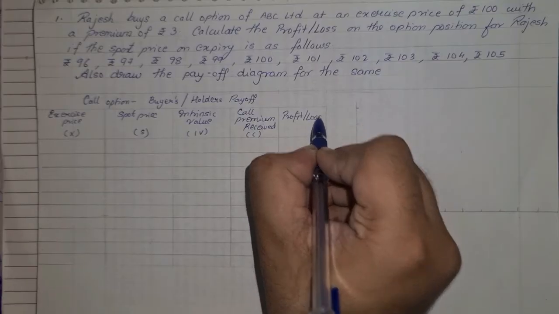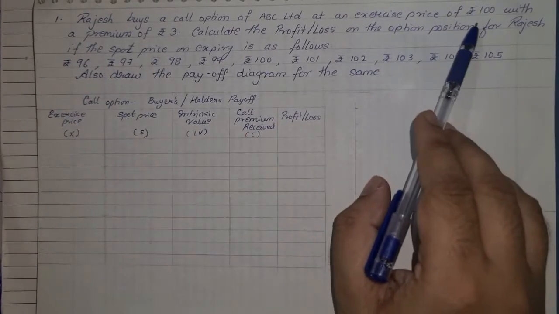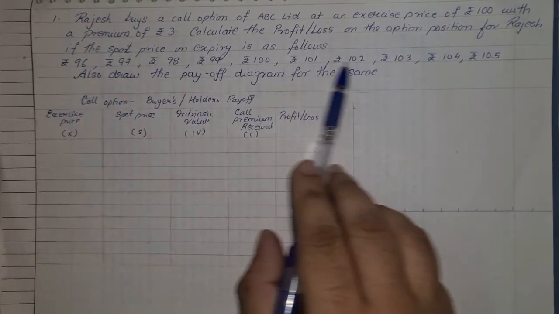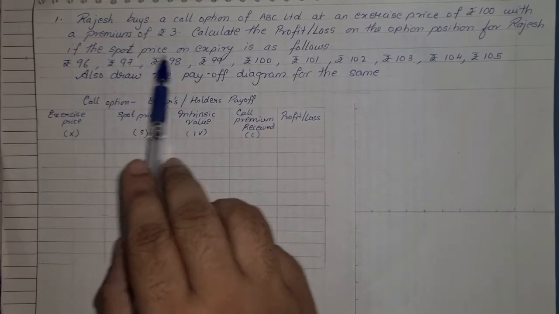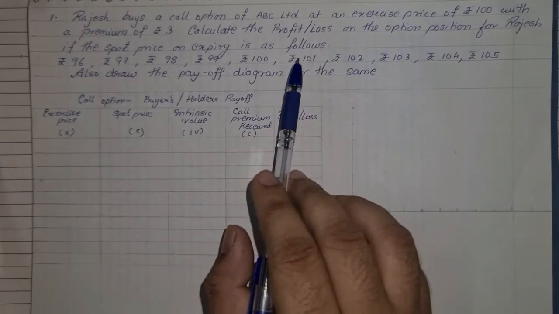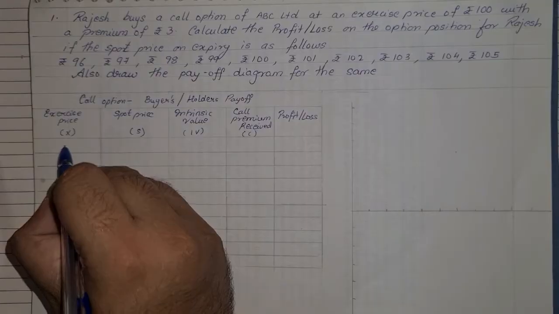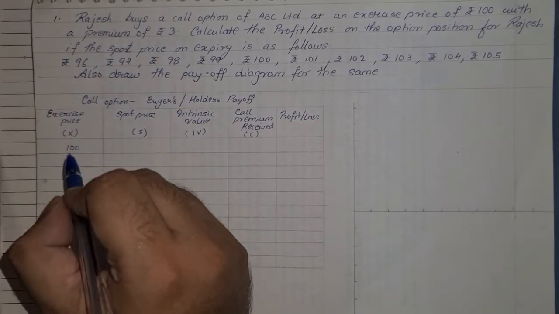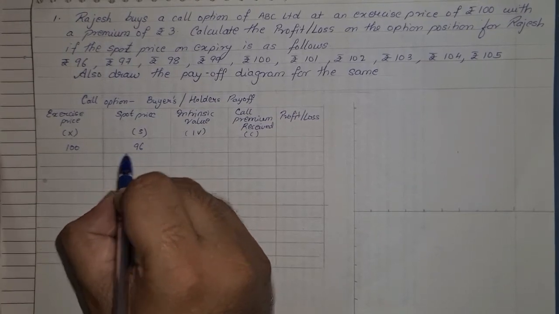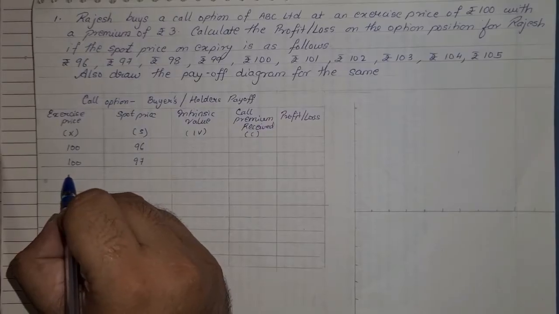Now, as per the question, the exercise price given is rupees 100 and the spot prices are given to us in a different range. So 96, 97, 98, 99, 100, 101, 102, 103, 104, 105. So basically we have been given 10 spot prices. So we'll have to first note down the exercise price. At exercise price 100, the very first spot price given is 96. For the second one it is 97 and so on. So we'll first complete this table.